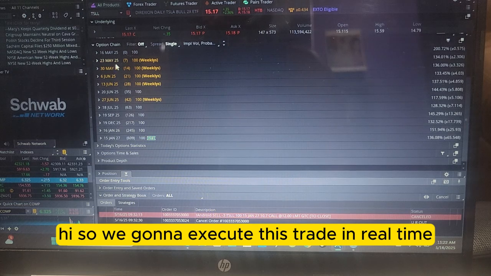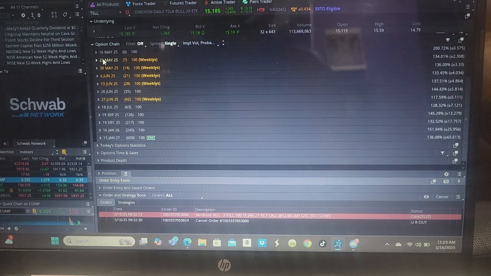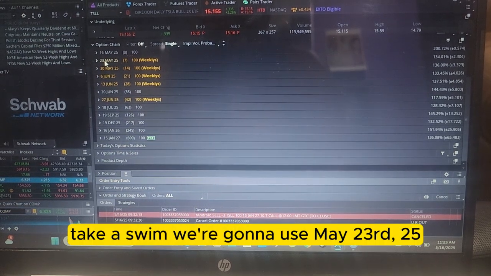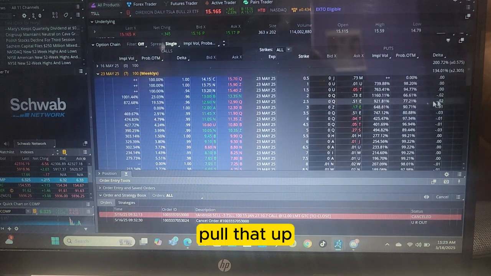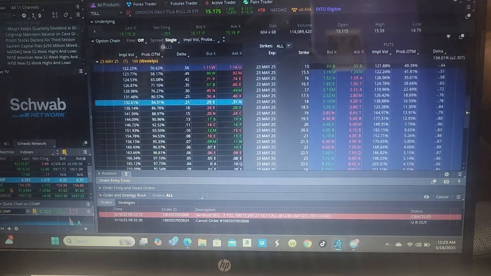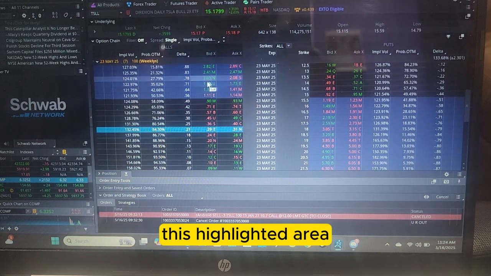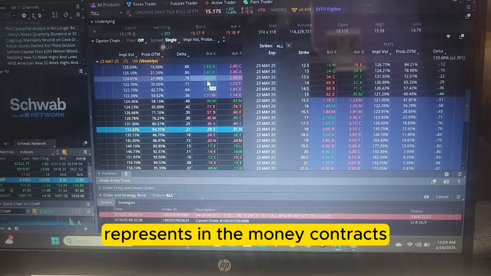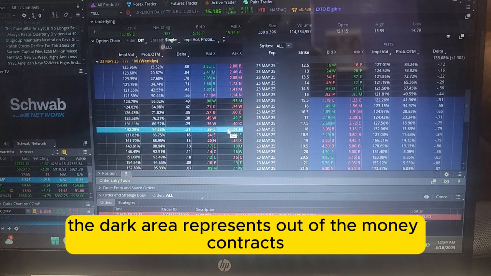All right, so we're going to execute this trade in real time. This TSLL poor man's covered call. We are logged in to Thinkorswim. We're going to use the 23rd of May 25. Pull that up, and we're going to look at this option chain here. And in case I didn't explain before, this highlighted area represents in the money contracts on the call and the put side. The dark area represents out of the money contracts.